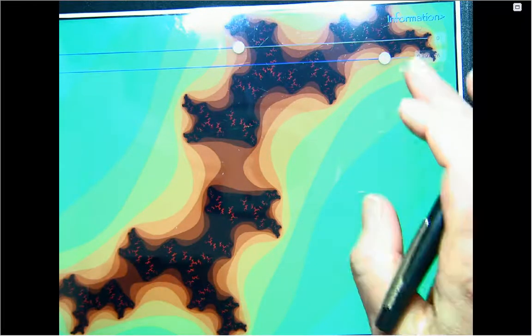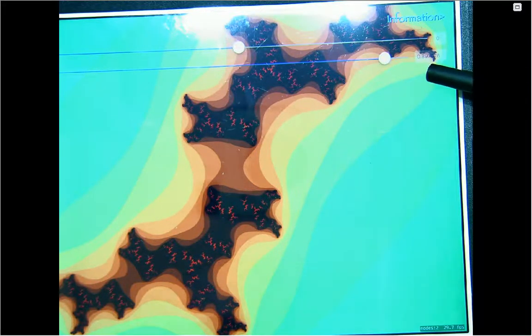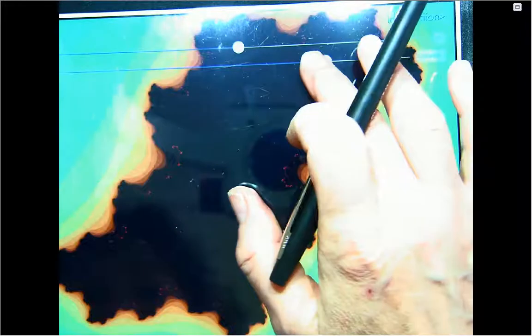So the number for this disconnected Julia set is 0 plus 0.89i. Actually 0.90i. 0 plus 0.90i would not be in the Mandelbrot set because its Julia set is disconnected. Whereas this Julia set goes with the number 0 plus 0.5i. So 0 plus 0.5i would be in the Mandelbrot set. It would be a black point in the Mandelbrot set because this is a connected Julia set.